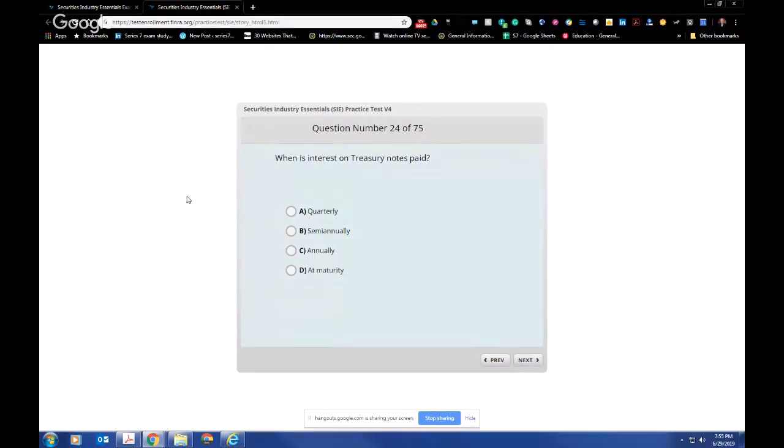When is interest on Treasury notes paid? Okay. So bills are paid at maturity, notes and bonds are paid semi-annually, strips are paid at maturity, TIPS are paid semi-annually. So interest is usually semi-annual, dividends are almost always quarterly. So here, Treasury notes is the Treasury that runs 2 to 10 years, so it's semi-annual.